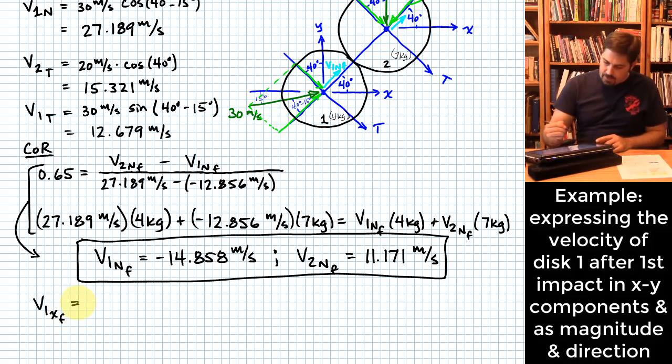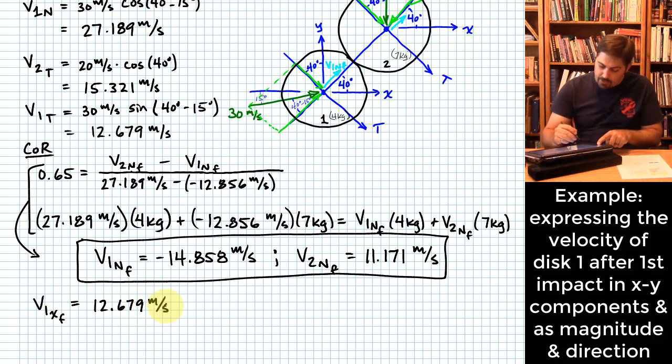We have a normal component and a tangential component. All right. Let's start with the tangential component, because it does not change. So V1 tangential was 12.679 meters per second. But I don't need all of that because that doesn't point entirely in the x.